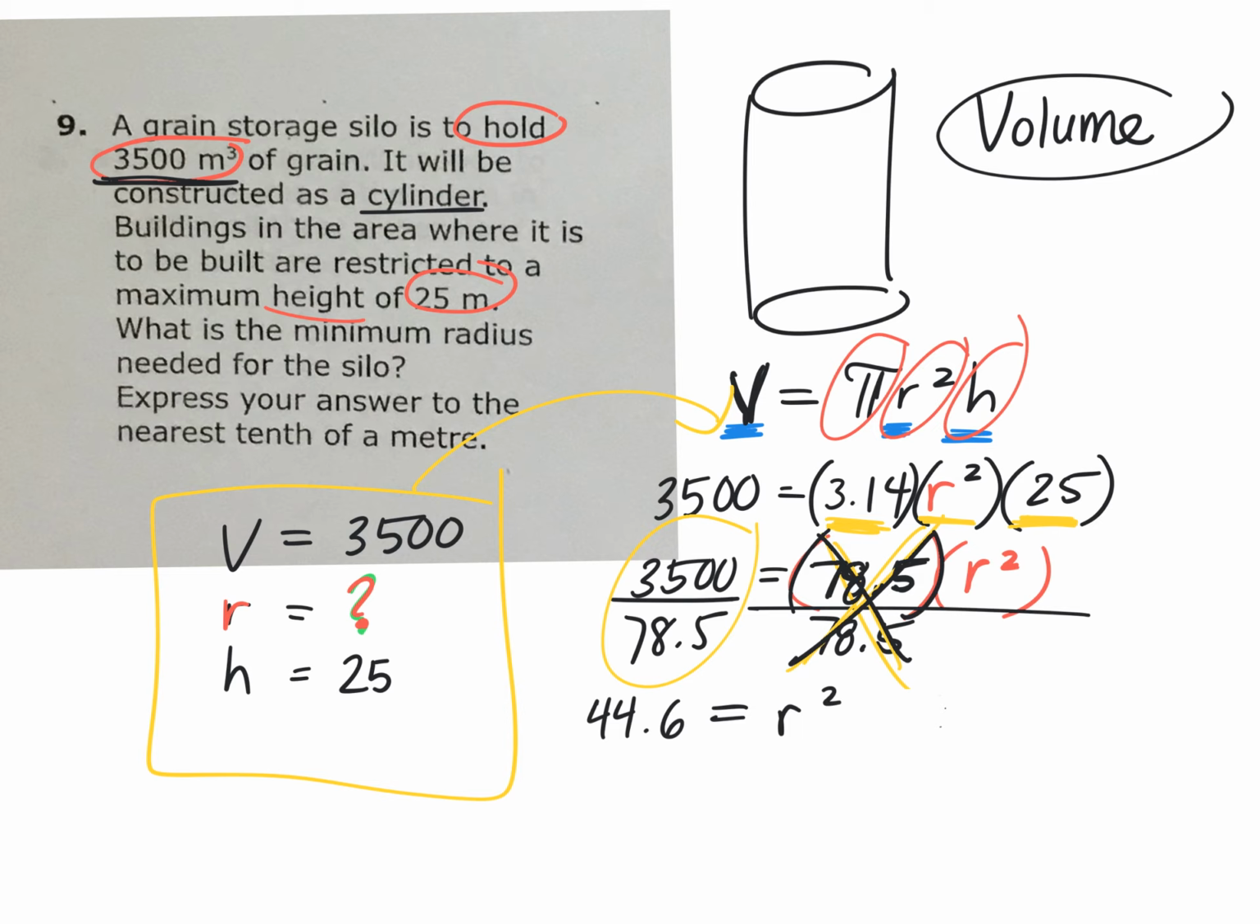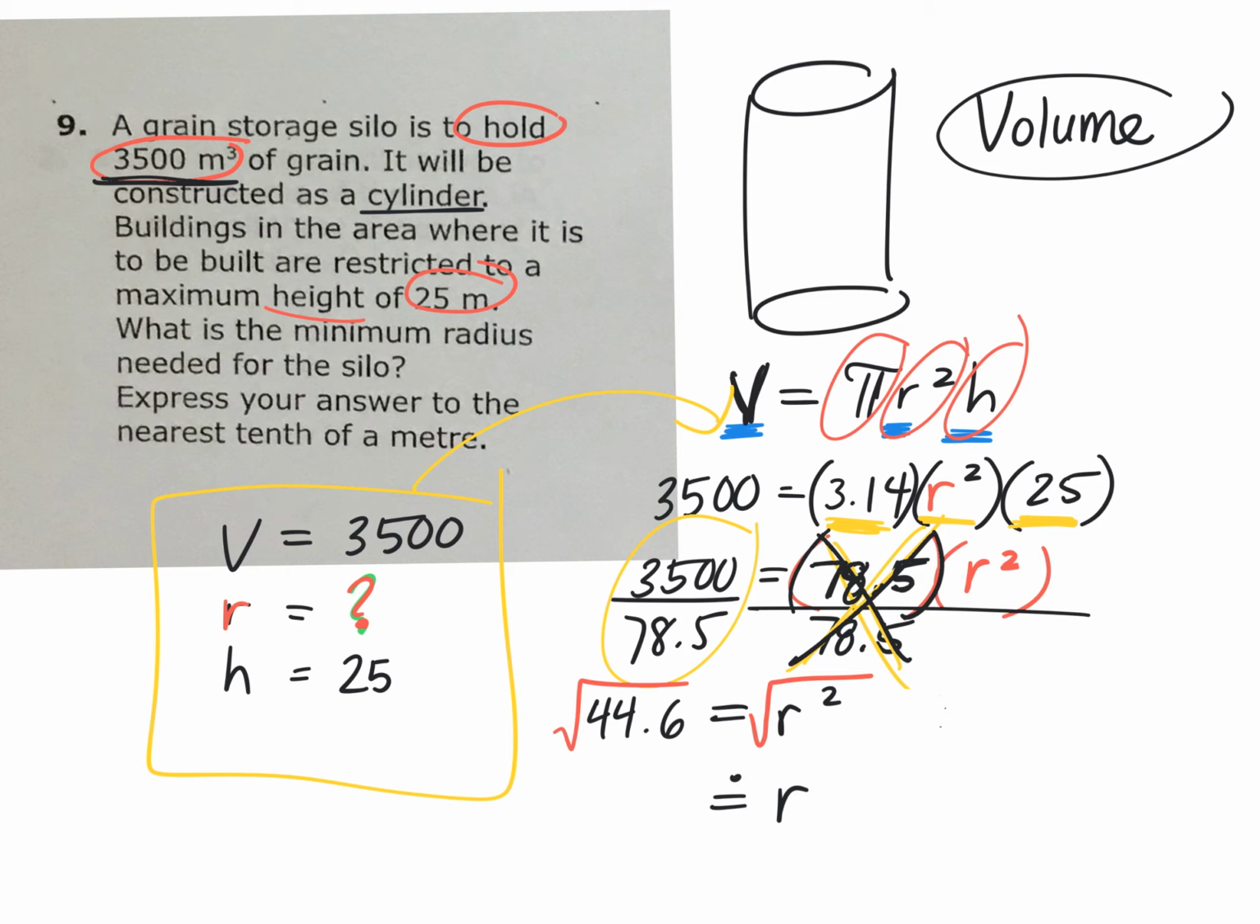How do I figure out what r is equal to? What's the opposite of squaring a number? What's the square root of r squared? Square root, yes. Right? The opposite of squaring a number is doing the square root. The square root of r squared is r. R times r is r squared, right? So what do I have to do to the left side? Same thing. Whatever you do to one side, you have to do to the other side. What is the square root of 44.6?